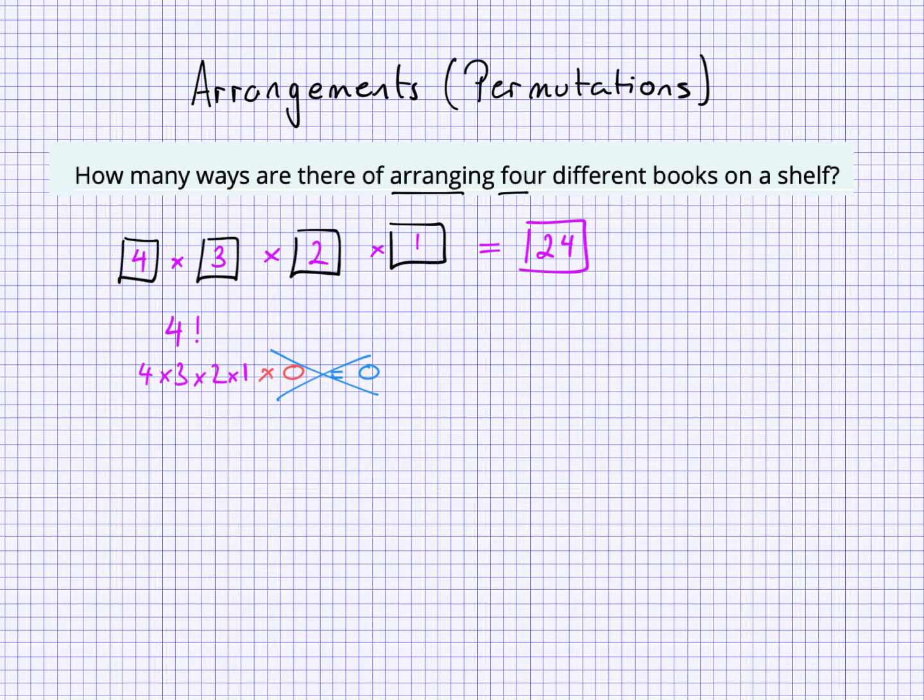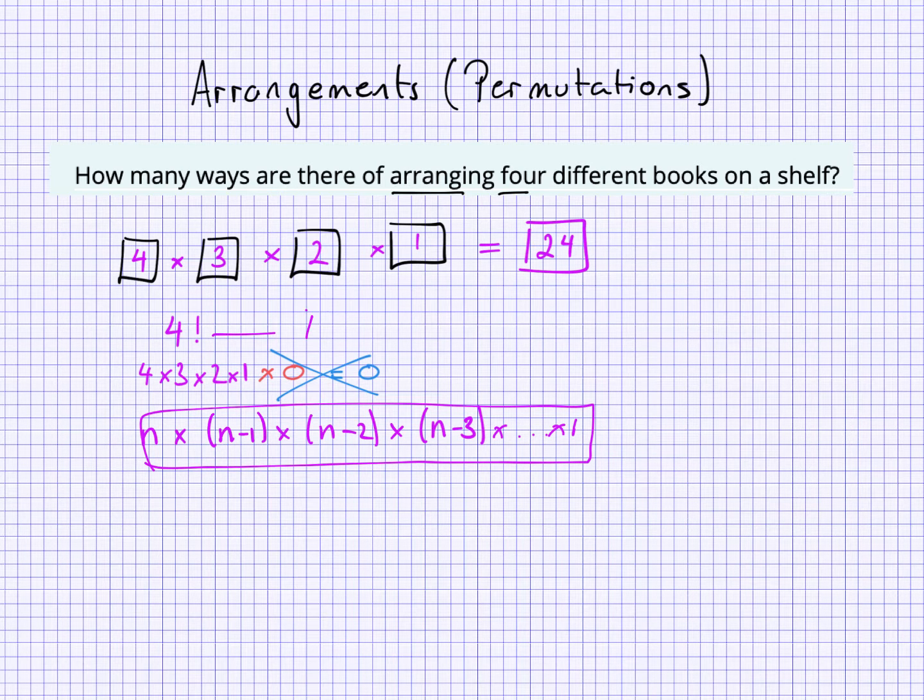And if you want to know what it looks like algebraically, it looks like this. It's n times n minus 1 times n minus 2 times n minus 3, all the way down to 1 at the bottom. So this is what it is algebraically, and it's called factorial. And we use it to look at arrangements.